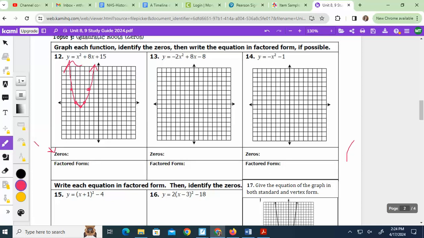Another word for zeros, those are the x-intercepts. It's where this graph hits the x-axis. If we are looking at our table, those are the x's that make our y 0. If I'm looking at my graph, those are the points where we hit the x-axis. So they are -3 and -5.